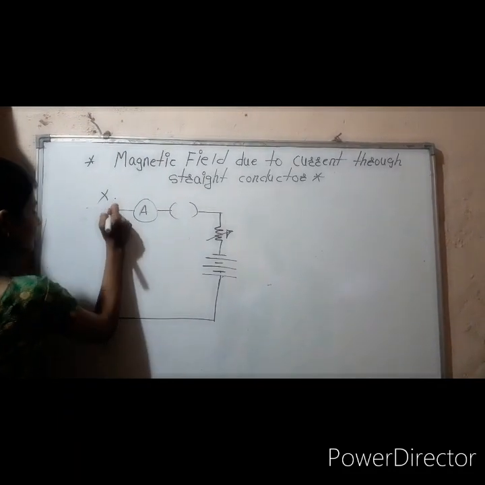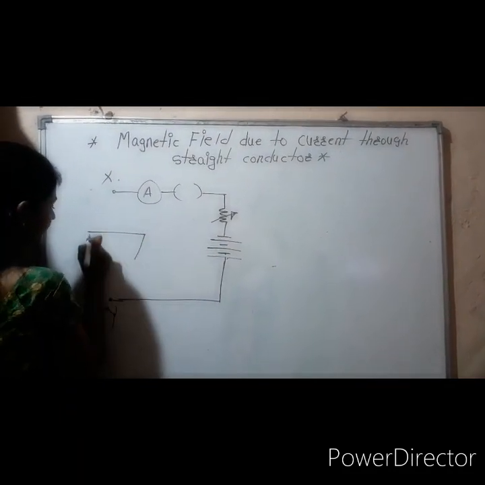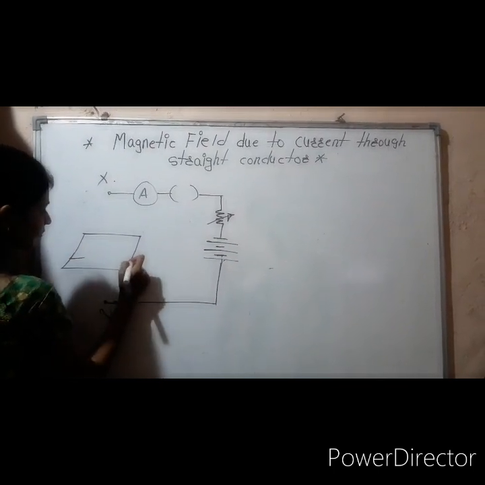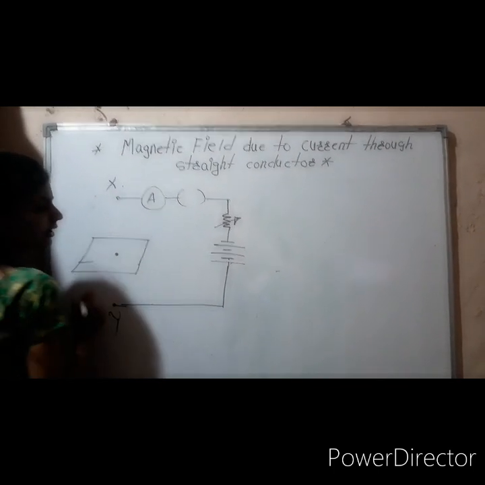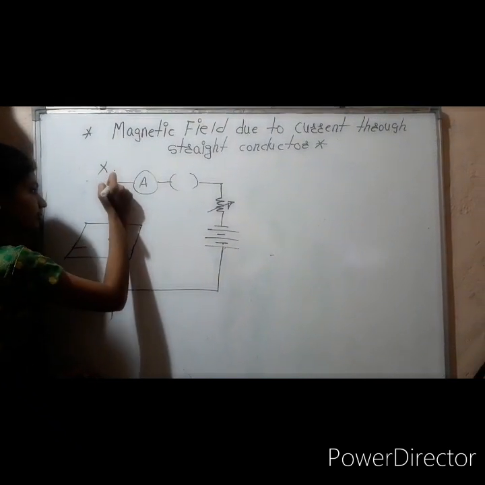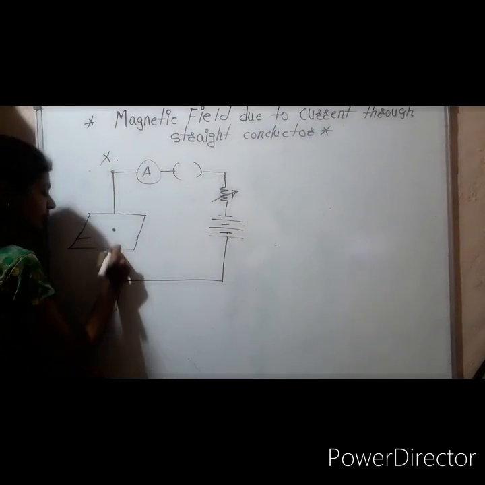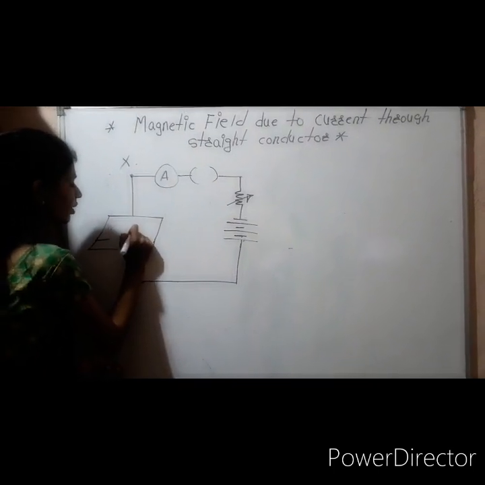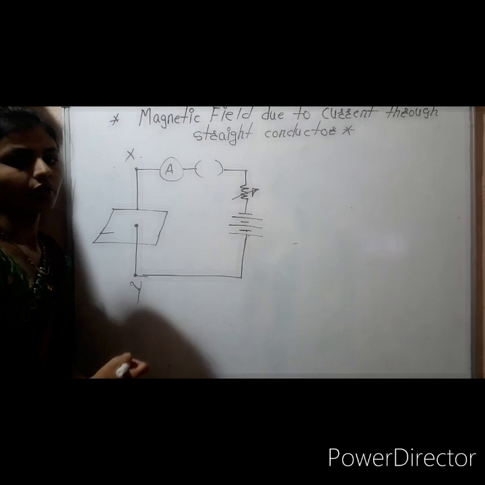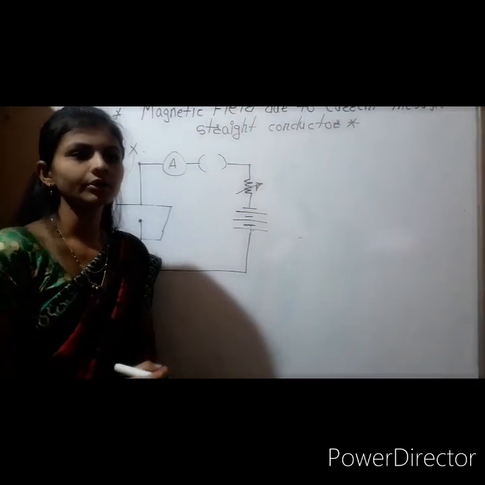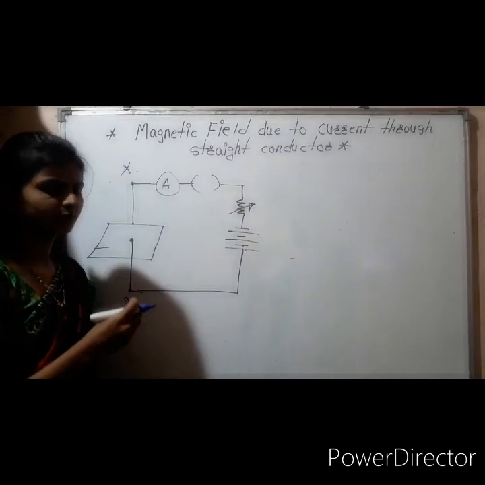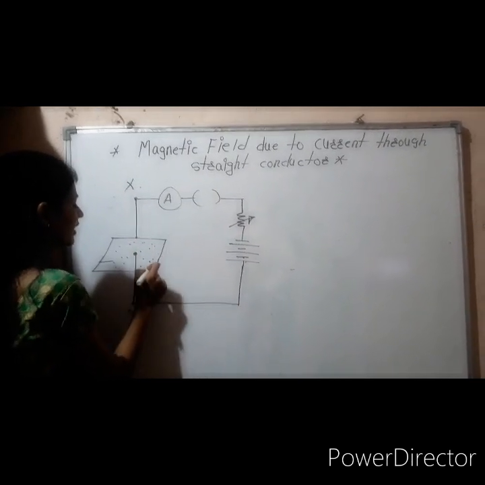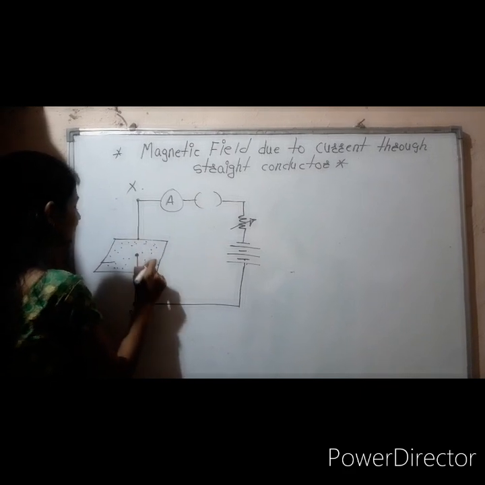Suppose this is a cardboard, we have to make one hole inside the cardboard and then insert a rod. This one is a rod. Okay, so when we insert this rod, at that time we put some iron fillings on the cardboard. These iron fillings we have put on the cardboard.